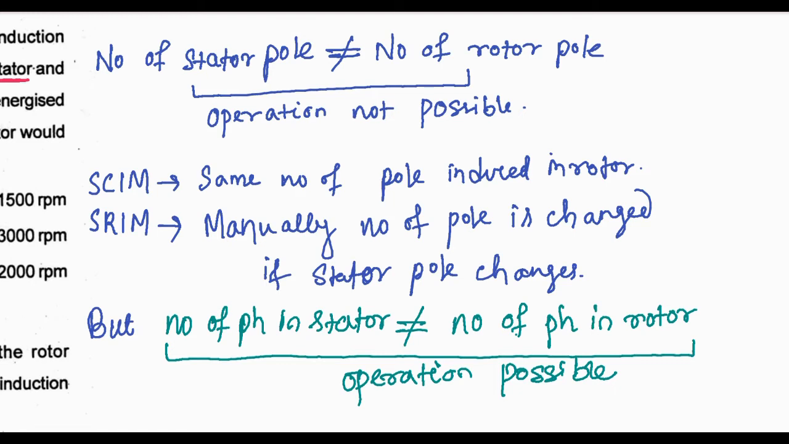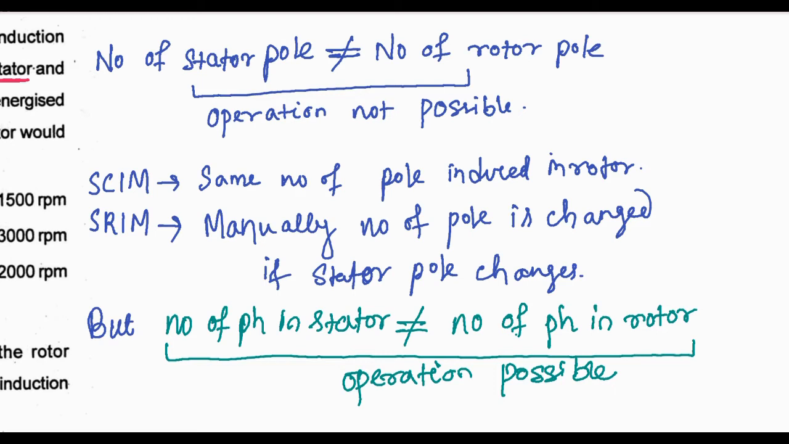Suppose the stator has 8 poles, then 8 poles will be induced in the rotor in case of a squirrel cage induction motor, because in a squirrel cage induction motor there are no physical pole structures, only conducting rods or bars are placed. In case of a slip ring induction motor, as there are windings, we have to manually change the number of poles. So changing the number of poles in the stator of a squirrel cage induction motor is easier than that of a slip ring induction motor.